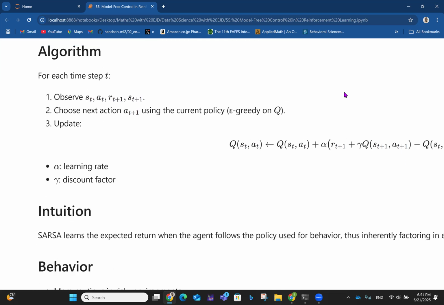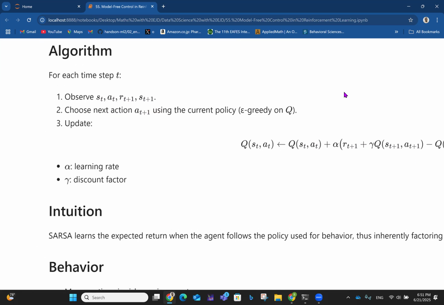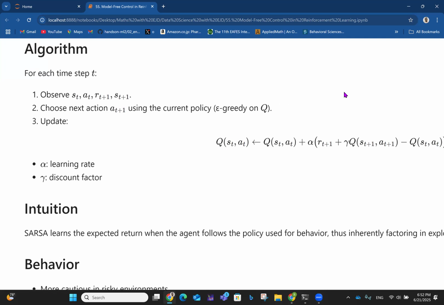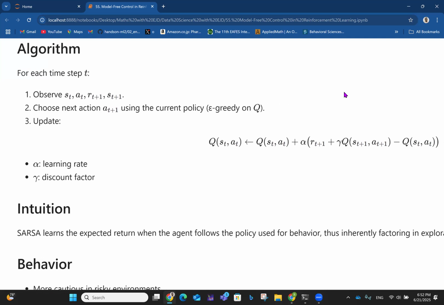And the algorithm is like this. For each time step t, observe the state at that time, the action at that time, and then the reward at the next step, and then the state at that step. Then you choose the next action a at t plus 1 using the current policy, which is epsilon greedy on Q. Then you update, and the updating is done as this. So Q of s_t comma a_t will be updated using all these other things you have on the right hand side leading to these new states. Alpha is the learning rate, while gamma is the discount factor, like we've always known.